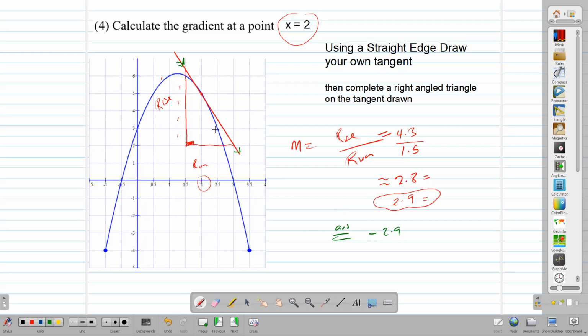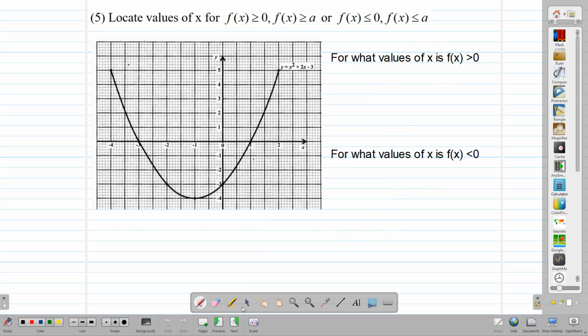All right, so please remember the direction of the line has an impact on the sign of the gradient. We can now look at values of x for which f of x is greater than 0 or less than 0. What does this mean for what values of x is f of x greater than 0? What it means is you want to find the section of the graph that is above the x-axis. So what section of this graph is above the x-axis?